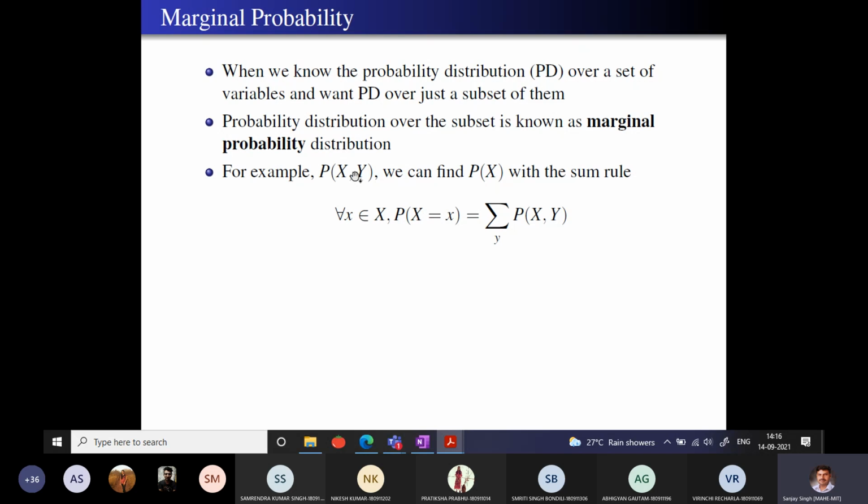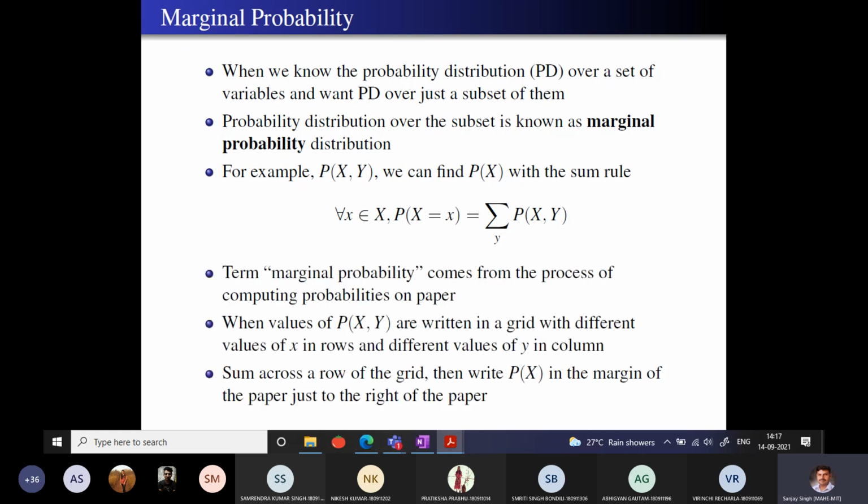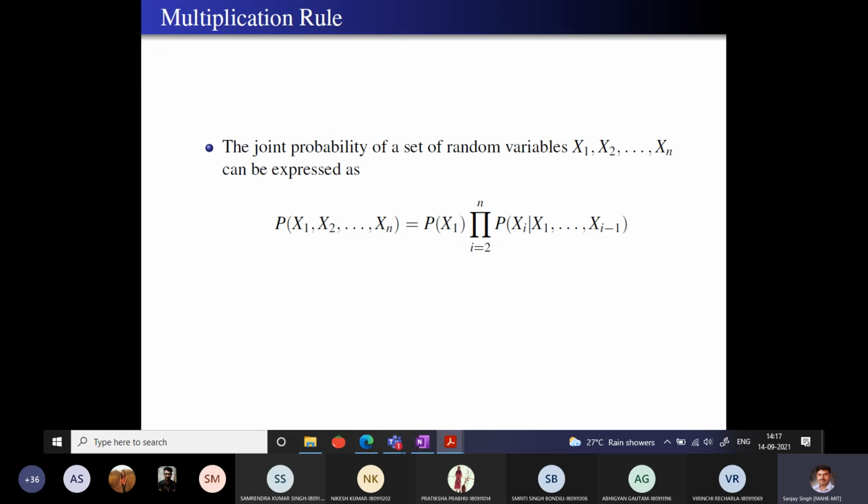So for example, you have a joint probability density function here. We can find just P of X with the sum rule. Sum rule means you sum across Y. But if you want only P of Y, I'll sum across the X. This is if the random variable is discrete. If it is continuous, accordingly you integrate either with respect to X or with respect to Y. Okay. And then there is a multiplication rule.